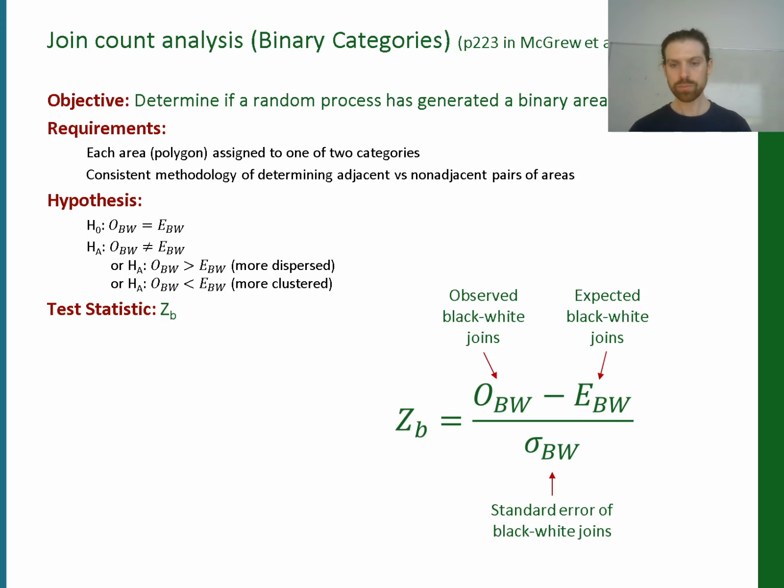Once we're able to calculate the expected and the observed black and white joins, the way that we get the Z_BW test statistic is just subtracting the E_BW from the O_BW and dividing by the standard error of the black and white joins. And it is more complicated to calculate these individual inputs. So this one equation here is nice and easy, but particularly to get the standard error of the black and white joins, it's a pretty horrendous equation, I'm afraid, a bit of a monster.